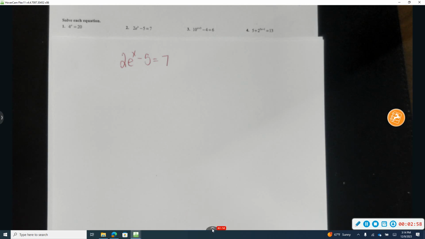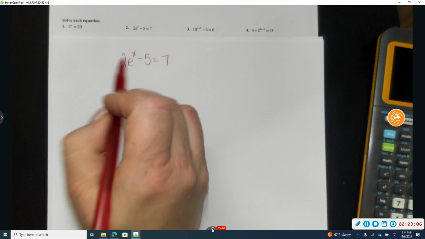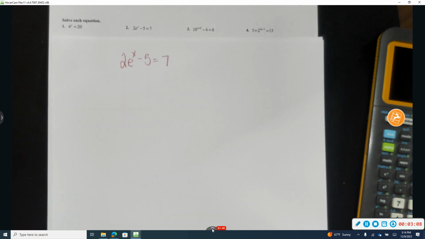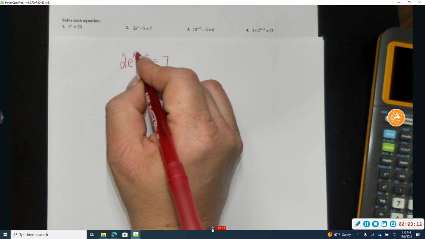Let's take a look now at number 2, as I'm trying to solve for x. I explained earlier in this video why we even have logs. Remember, e is Euler's number. e is not a variable. So I'm going to start by doing PEMDAS backwards. I'm trying to solve for the x.